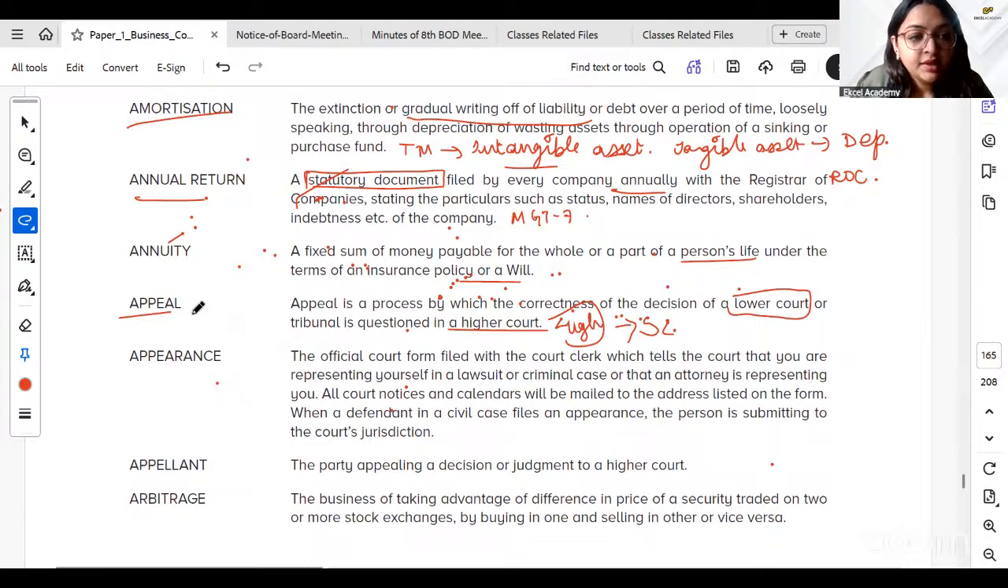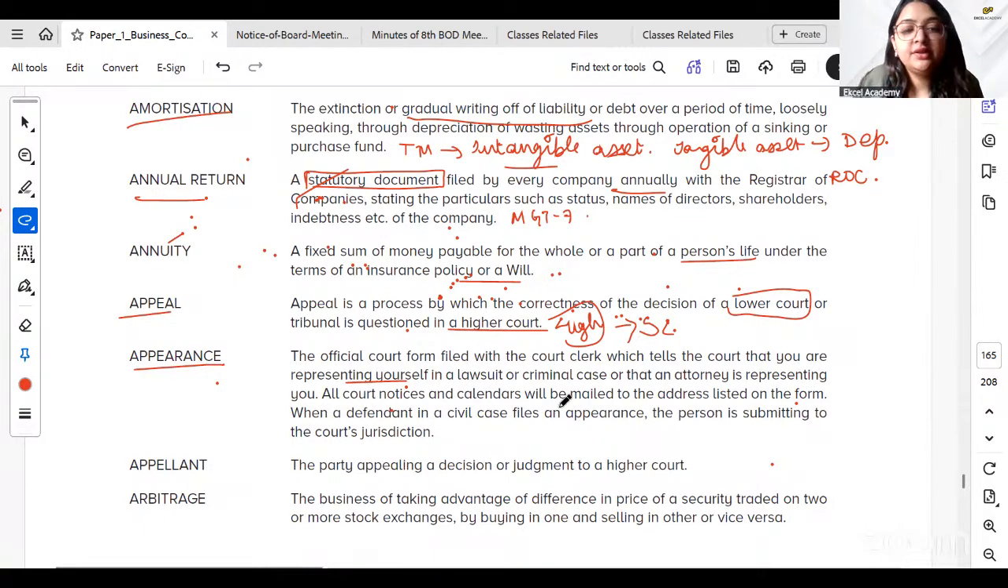All right. Next we have your appearance. So what is the appearance? The official court form filed with the court clerk, which tells the court that you are representing yourself in a lawsuit, or that an attorney is. So you can either represent yourself or you can appoint an attorney to represent you, right? All court notices and calendars will be mailed to the address listed on the form, right? So if I am attending, then it will be mailed to me. If my attorney is attending, then it will be mailed to him, right?